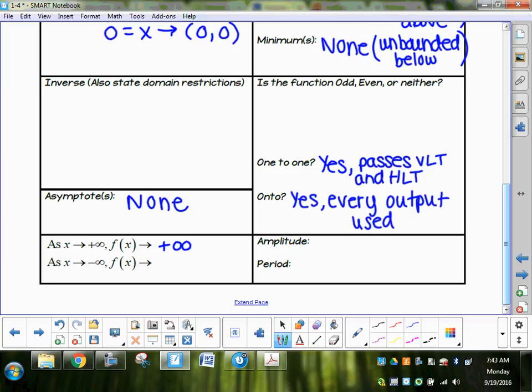How about as I go to the left? Let's see if we can get 8 of you that can tell me that. We've got 1, 2, 3 so far. 5. What do you want to say, please? Terrific.